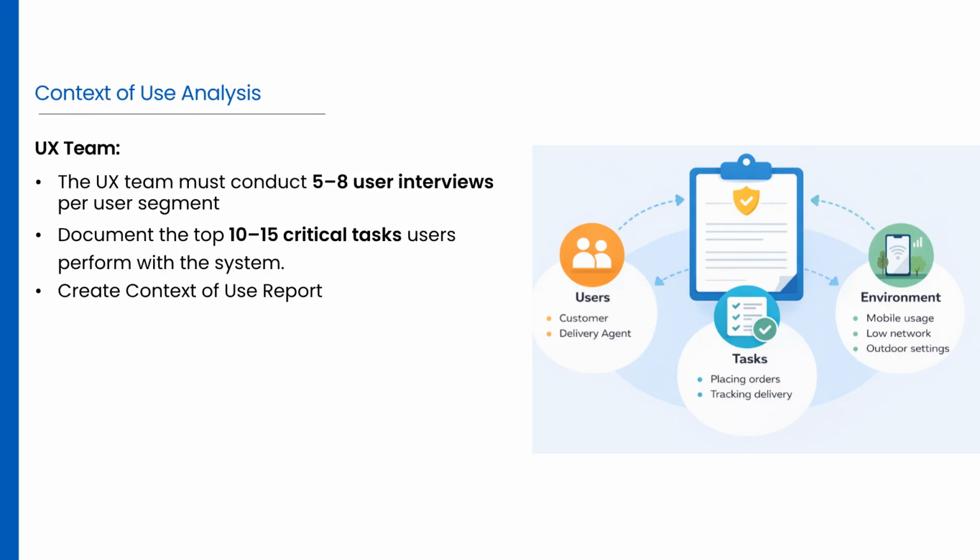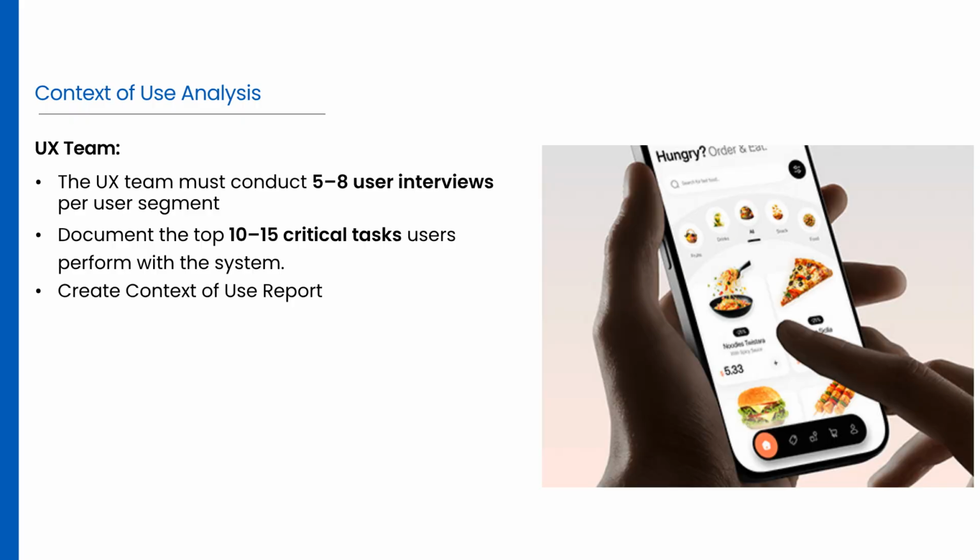A context of use report defines who the users are, what tasks they perform, and the environment in which they use the system. For example, in a food delivery app, it includes user types like customers and delivery agents, tasks like placing orders, and conditions like mobile usage, low network, and outdoor environments.